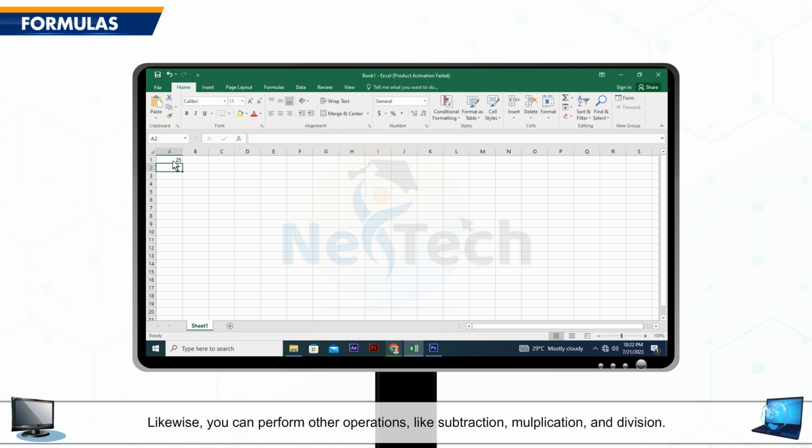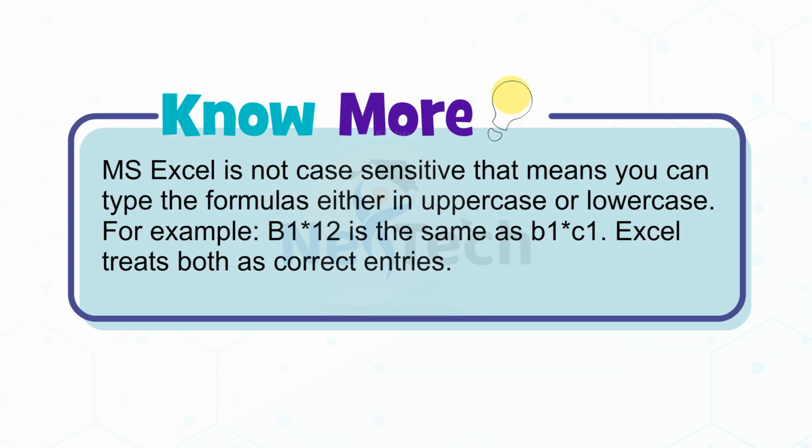Likewise, you can perform other operations like subtraction, multiplication and division. Note: MS Excel is not case sensitive. That means you can type the formulas either in uppercase or lowercase. For example, B1*12 is the same as b1*12. Excel treats both as correct entries.